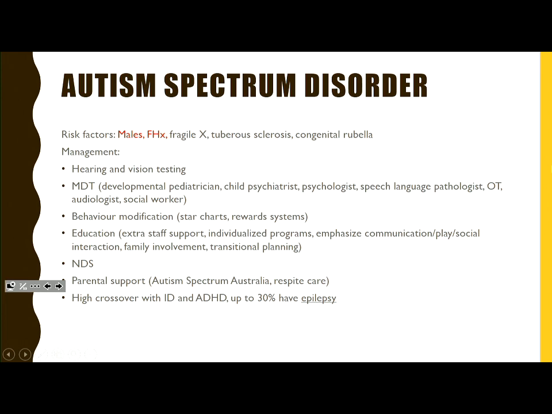Depending on the severity of the autism, for some children they're fairly normal and for other children they can really struggle with basic communication, and they may need transitional planning as they get older to help them progress into adulthood. NDIS is good to mention, anyone with a disability, good support. Parental support. And it's good to know that there's a lot of crossover with autism, so a lot of them may also have intellectual disability, ADHD, conduct disorders, depression, and up to 30% have epilepsy, so keep that in mind in case that comes up as a question.